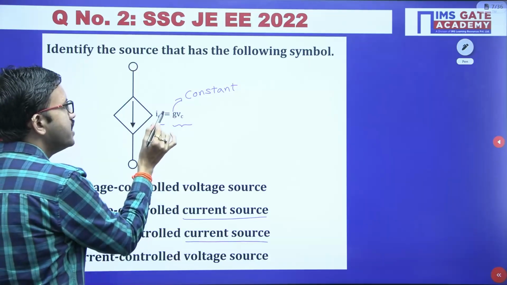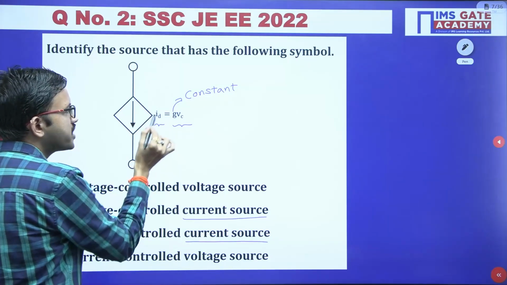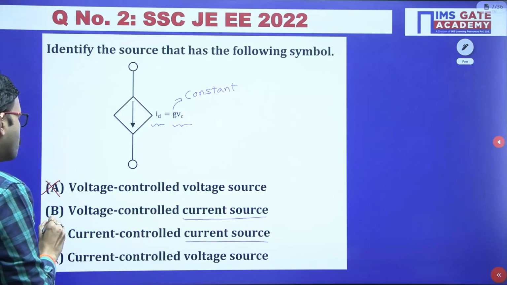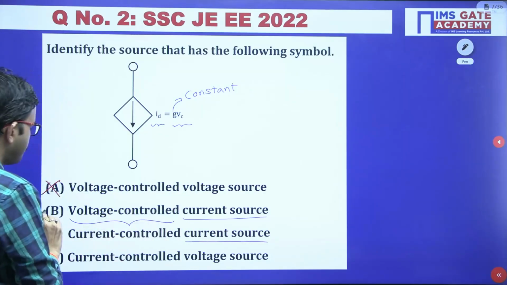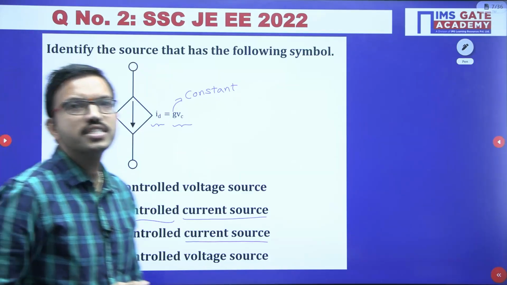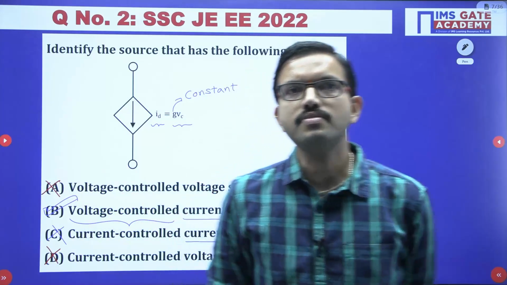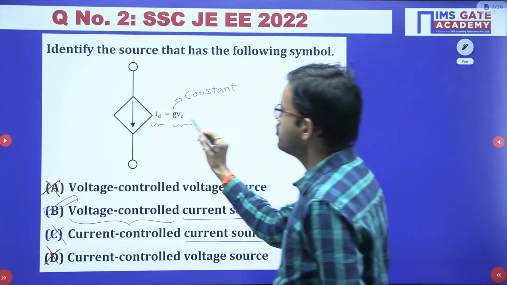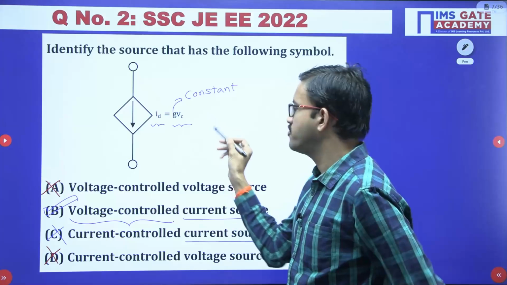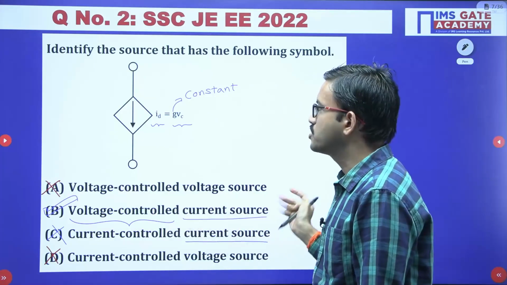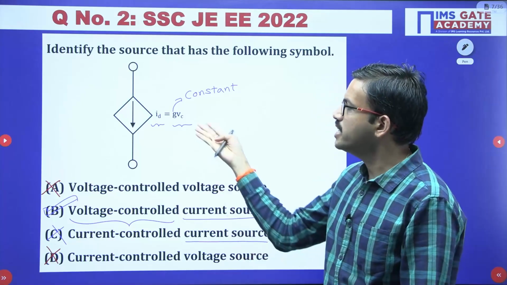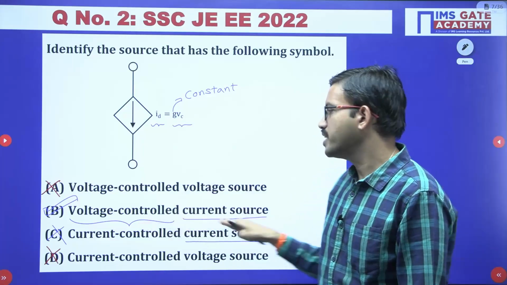So that means here the output current is a function of voltage. So it is a voltage controlled current source. Option B is correct, voltage controlled current source. Similarly, if you have a current quantity here, then it is a current controlled current source. Just like an example, IC equal to beta into IB. If you have something like that, then that particular source is an example of a current controlled current source.